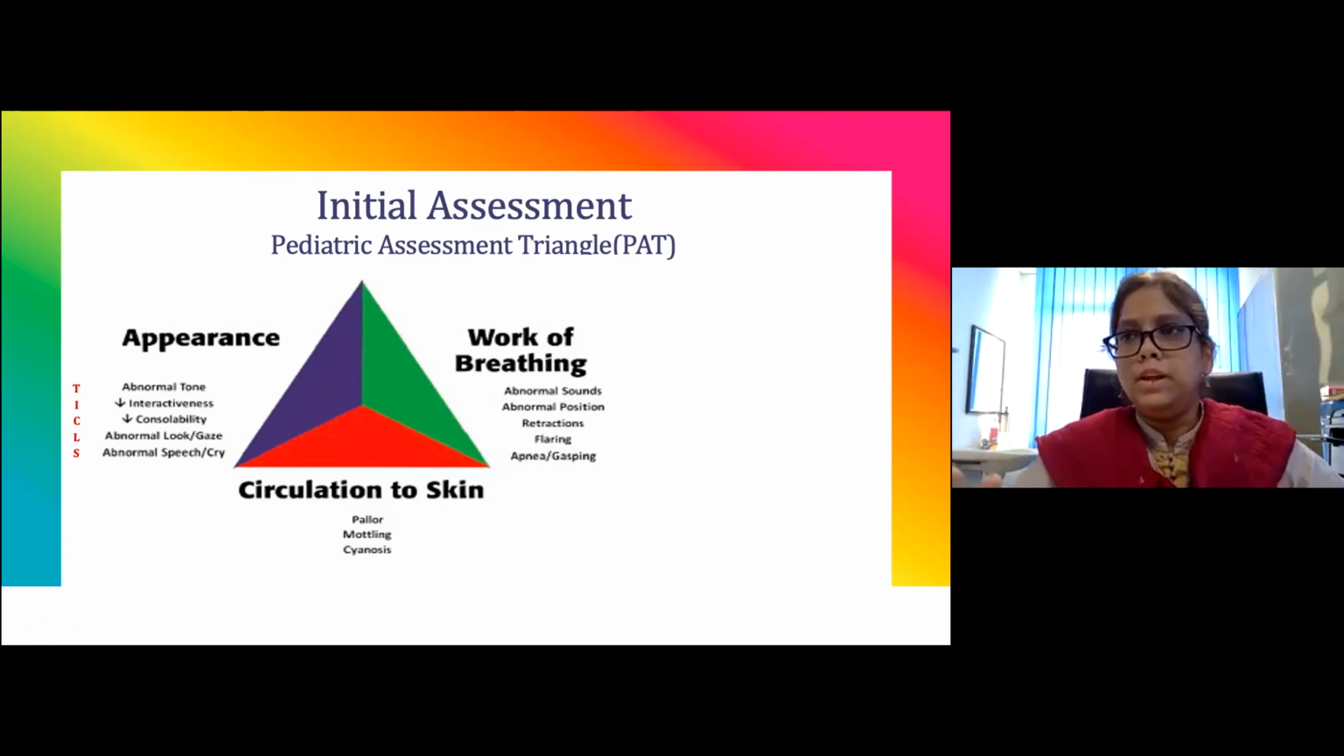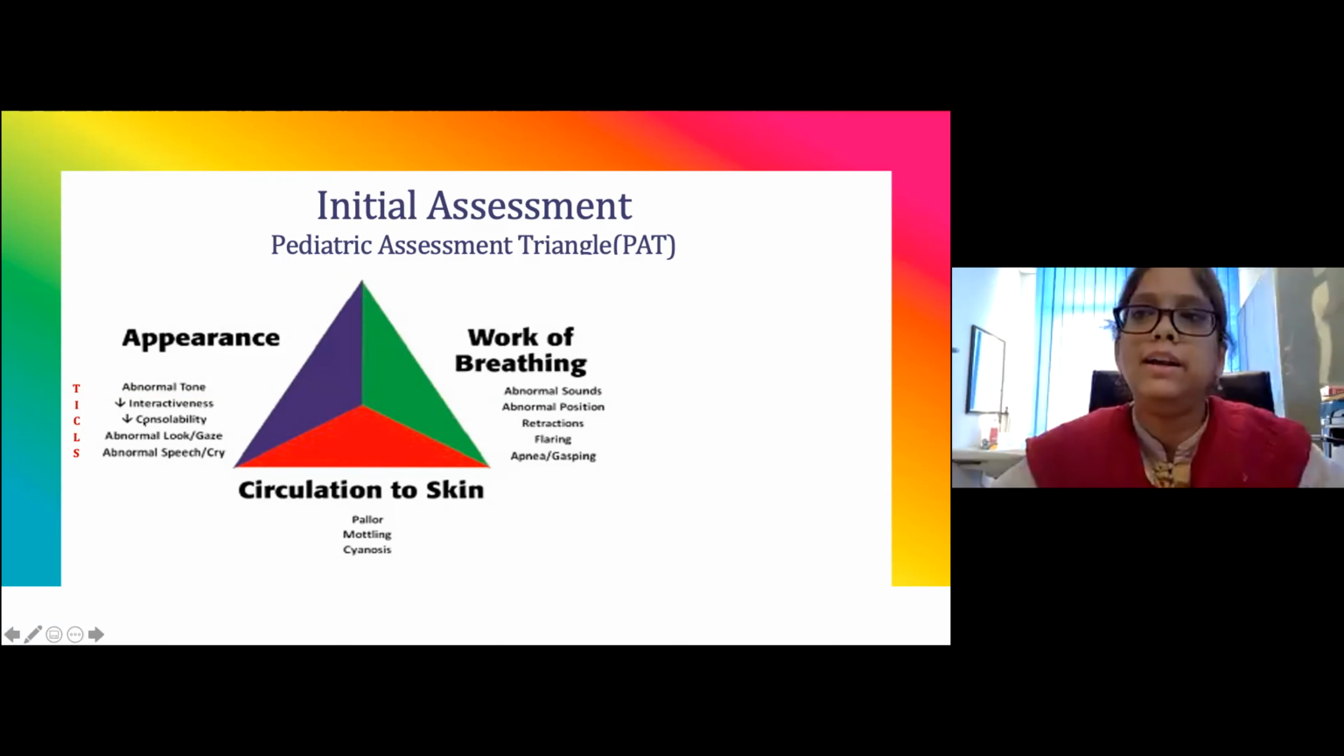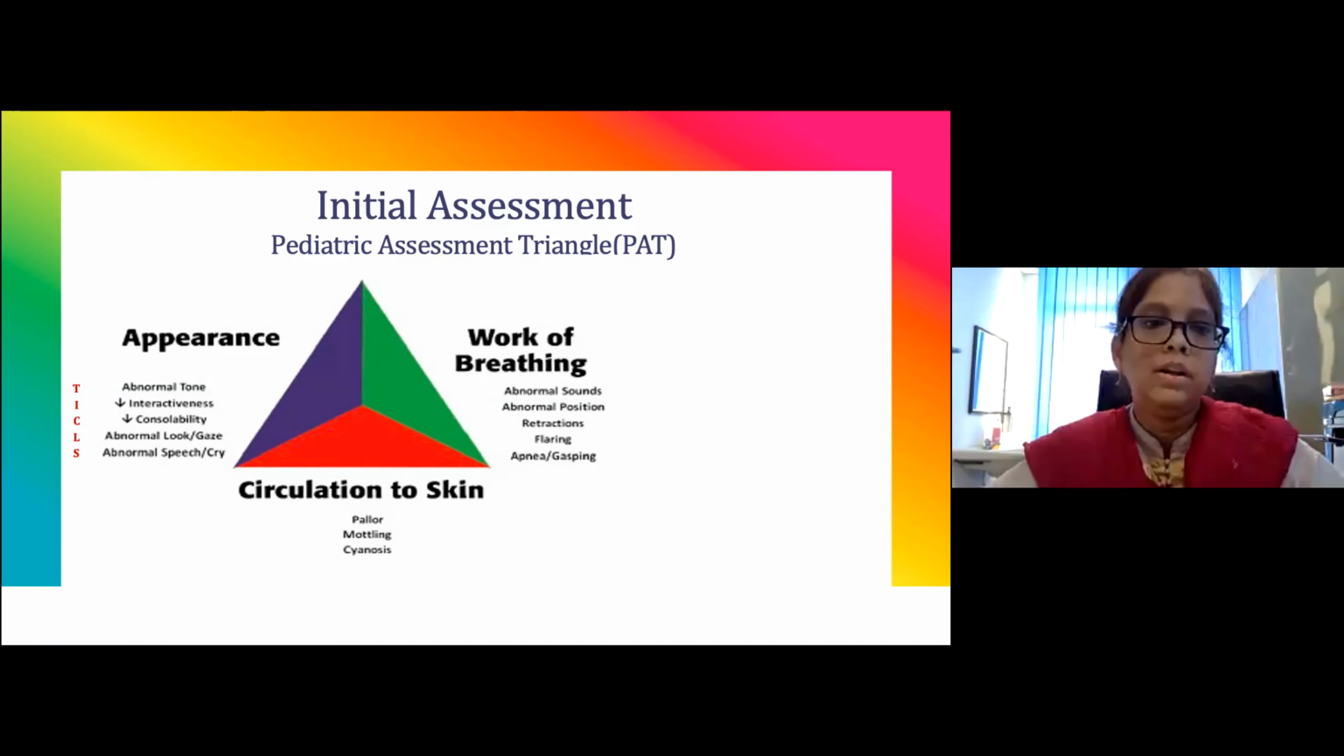So for the first component, the appearance of a child, when the child is at the door, you have to look for a few things. One is the tone of the child, his interactiveness, whether, if the child is small and crying, he is consolable, his look or gaze, and speech. One can remember this by the mnemonic TICLS. If any of these is abnormal, say the child is posturing, that is abnormal tone: you find he is very flexed or very extended. His interaction with surroundings or with you is decreased. He is continuously crying and not consolable at all, even with the mother. The look is abnormal, or he is just staring at one gaze, and his cry is also abnormal.